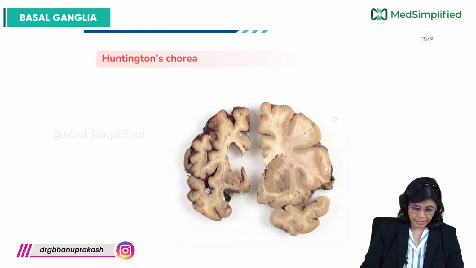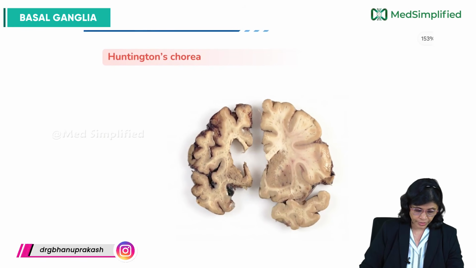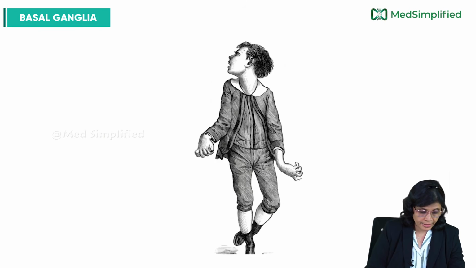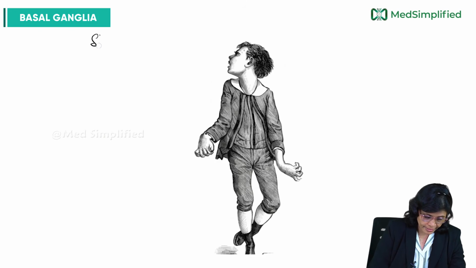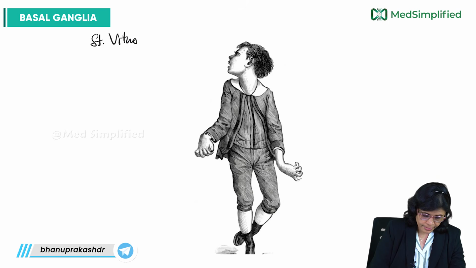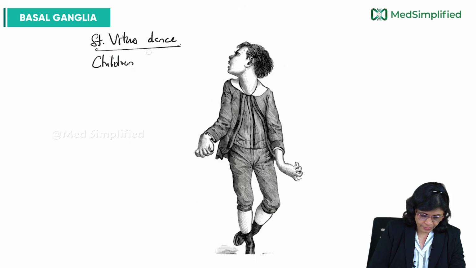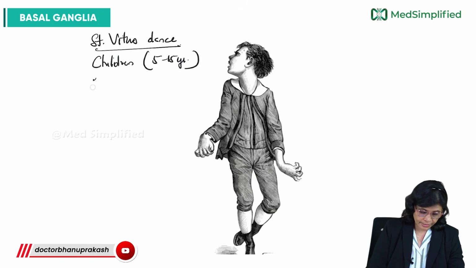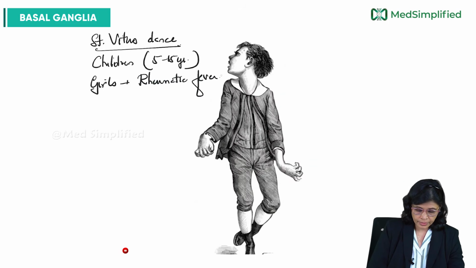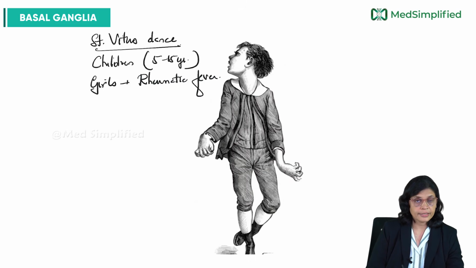What is the main difference between Sydenham's chorea and Huntington's chorea? Sydenham's chorea is also known as St. Vitus dance. It occurs in children between the age of 5 to 15 years. Mainly it affects girls and is associated with rheumatic fever. So post-rheumatic fever, especially in girls, can result in Sydenham's chorea.